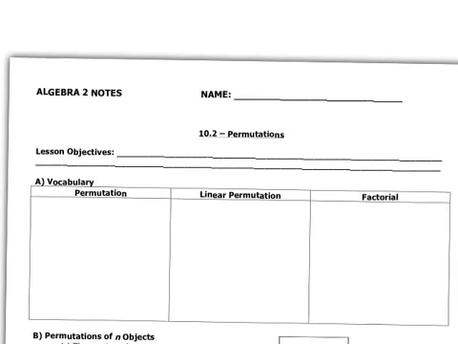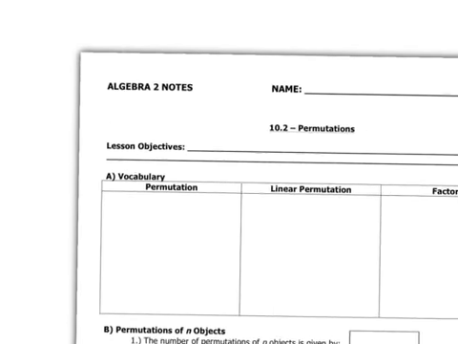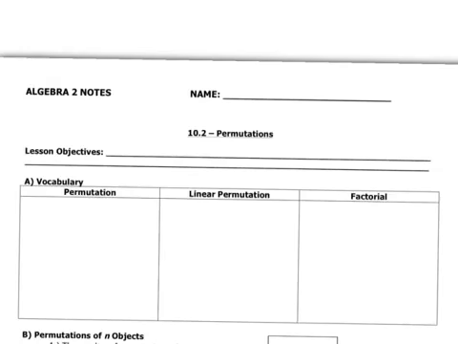Okay, what we are looking at in the second snow day makeup lesson is the next probability lesson, and that deals with what we call a permutation, and we'll define that in just a moment. But first, our main goal or objective will be to find the number of permutations of an object.